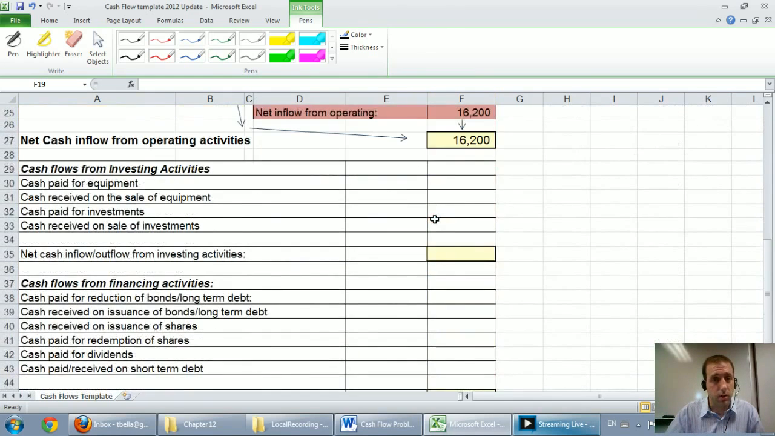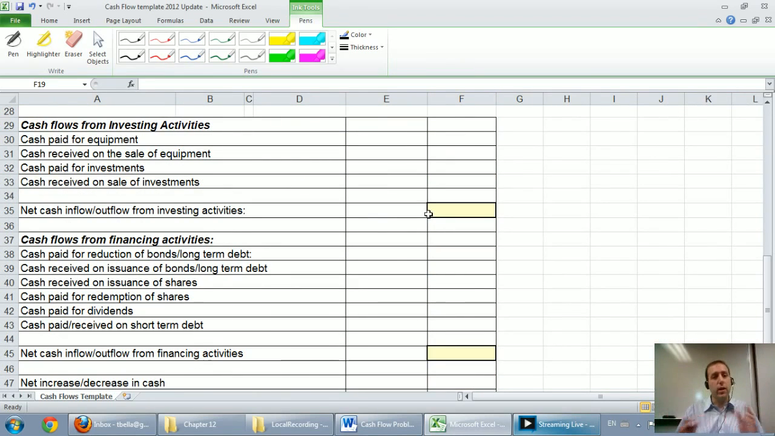So let me scroll down to the investing section, and what we're trying to track in the investing section, remember, is the change in long-term assets. If we bought long-term assets or if we sold long-term assets, they belong in the investing section. The really common long-term assets are property, plant, and equipment, like land, buildings, and equipment. Also, though, if the company bought and sold investments, like investments in other companies, then that would be tracked here as well if they were long-term in nature.